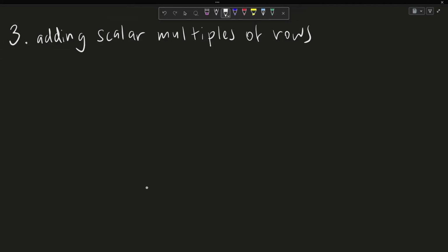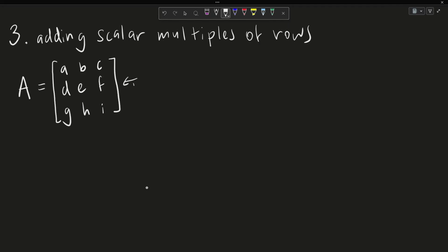Now the third type of elementary matrix allows us to add a scalar multiple of one row to another. So to keep it simple, let's take again our example matrix A, and let's say we want to add 1 times row 2 to row 3. So again, you can pause and think what we'd have to do to our identity matrix to allow us to multiply E by A to get there.